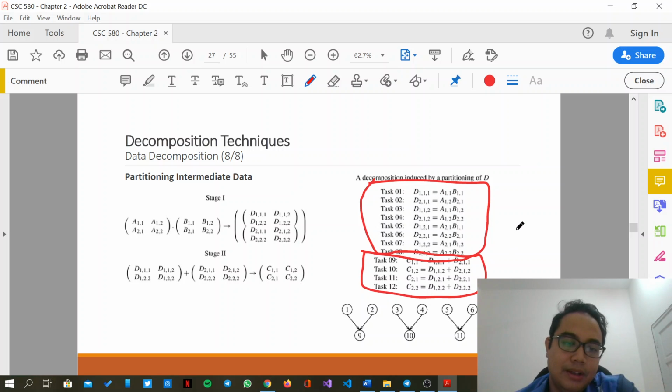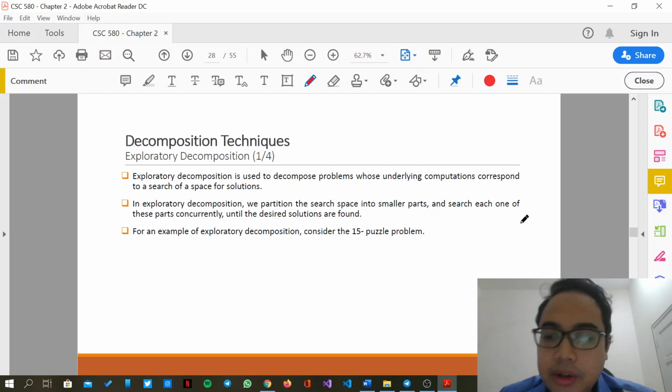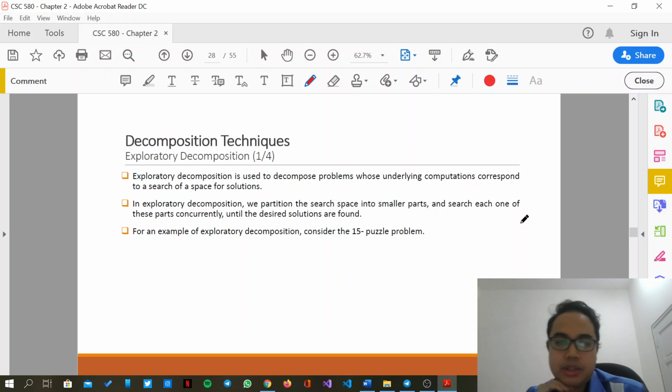Okay, this one is intermediate data. So next is exploratory decomposition. So exploratory decomposition ni macam mana? Exploratory decomposition is used to decompose problem whose underlying computation correspond to search of a space for solution.